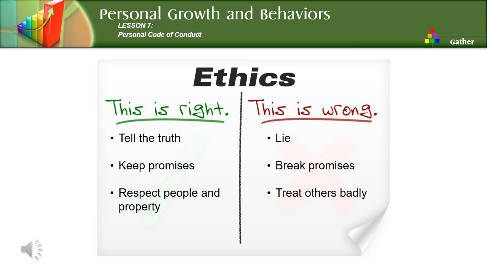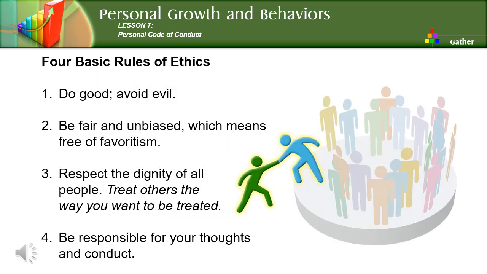Values are the principles that guide us. Ethics are the guidelines for our conduct. Ethics are broad guidelines adopted by society over time. For example, in our society, some ethical standards include telling the truth, keeping promises, respecting people and property. While rules of conduct may change through the years to keep pace with changes in society, the fundamentals of ethics remain constant. In general, philosophers agree that these four basic rules of ethics are enduring and universal.